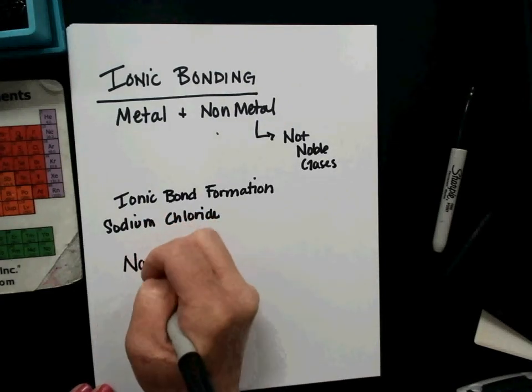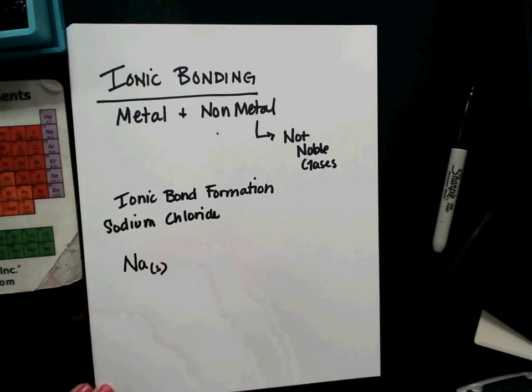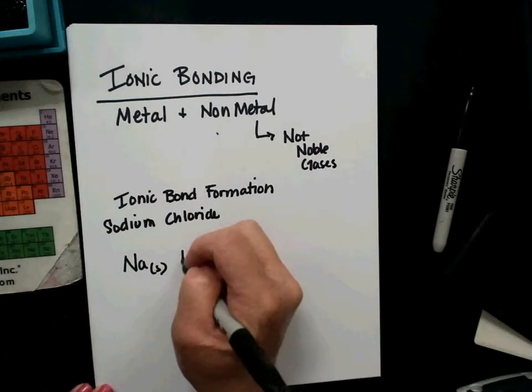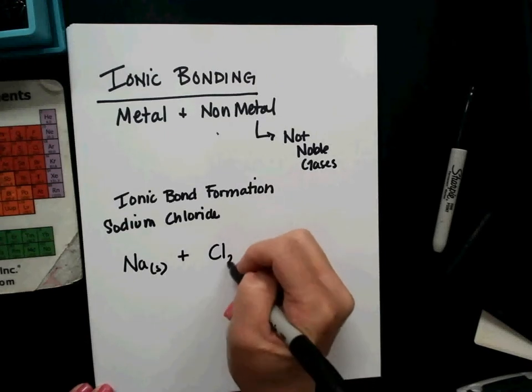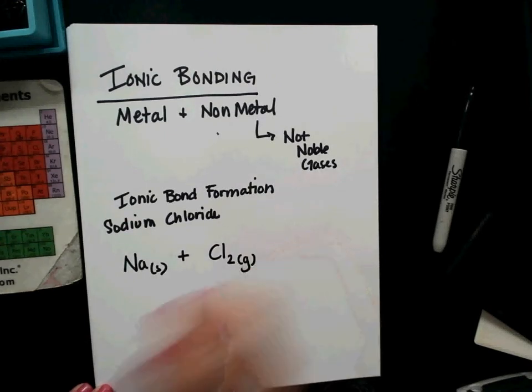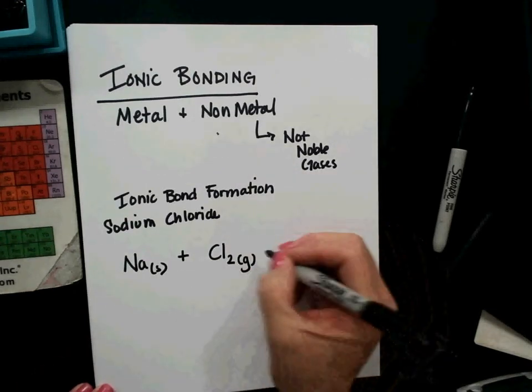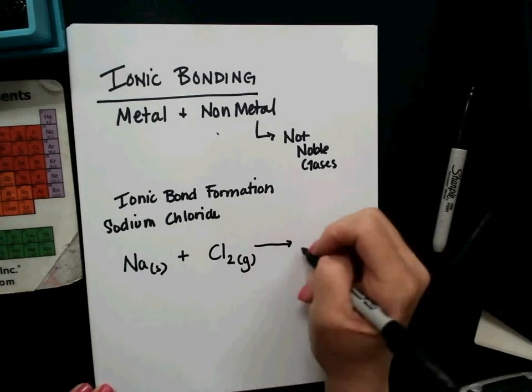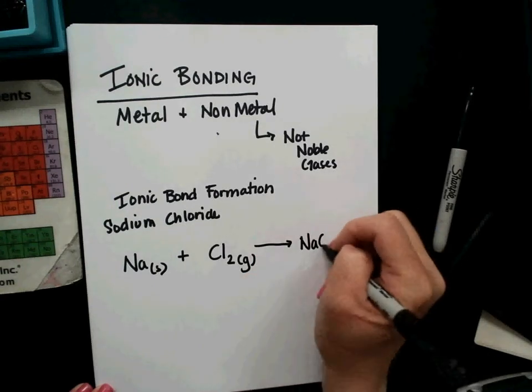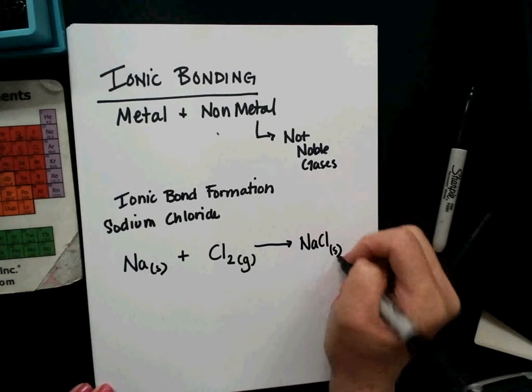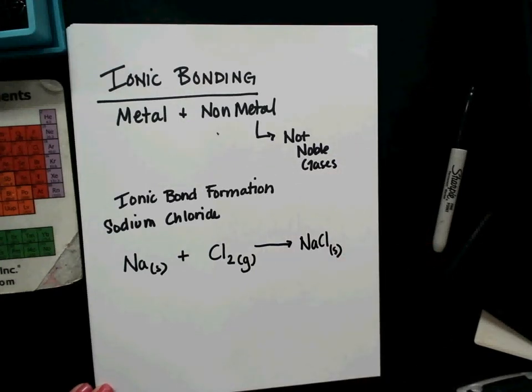We know sodium exists monatomically. It's a solid. We know chlorine gas on Earth exists like this. And on the other side of the equation, I know I'm going to get sodium chloride in solid form.